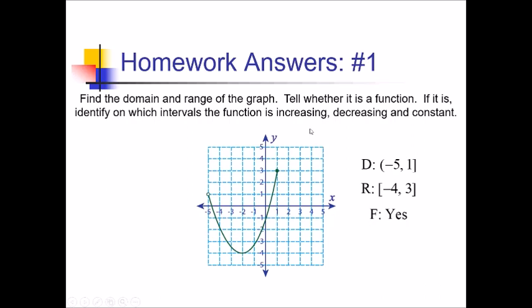For increasing intervals, I'm going up from -2 to +1 for the x values. Along this interval I'm increasing. So we'll do -2, comma 1 with parentheses. We always do parentheses for increasing, decreasing, constant. And now for the decreasing intervals, I'm decreasing, we're going down from -5 for the x value to -2. So that's -5, comma -2 for that one.